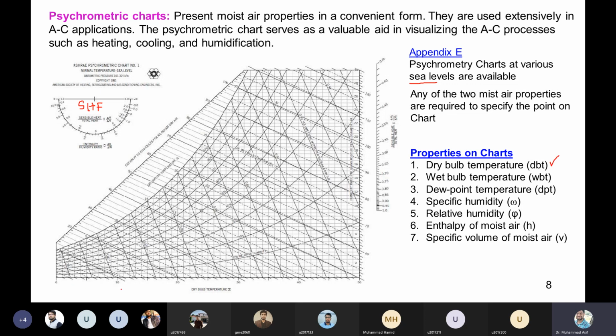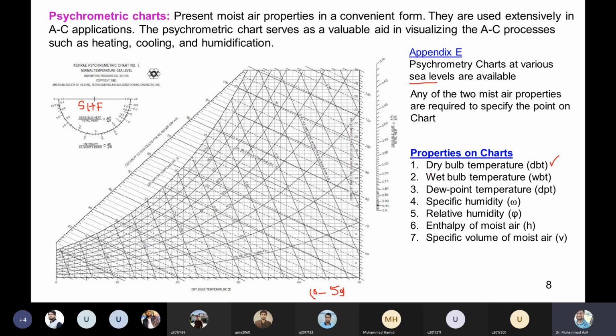The dry bulb temperature is the horizontal axis. As you can see, the vertical lines start from 0 to 50 degrees C. This is basically the range of the air conditioning process, so this chart is for 0 to 50 degrees C. These vertical lines are called the dry bulb temperature.